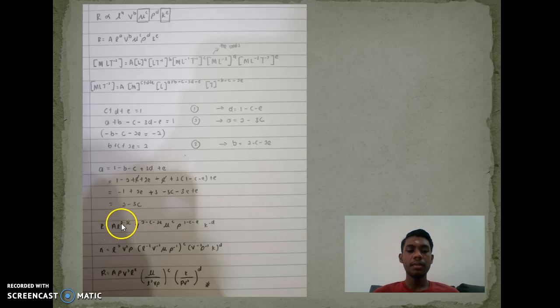R is equal to A, L to the power of 2 minus 3c, V to the power of 2 minus c minus 2e, mu to the power of c, rho to the power of 1 minus c minus e, and K to the power of e. And then we substitute, and we finally get R is equal to A, rho V^2 L^2, mu over L V rho to the power of c, and K over rho V^2 to the power of e. So this will be the final equation for us, R in terms of the 5 variables.